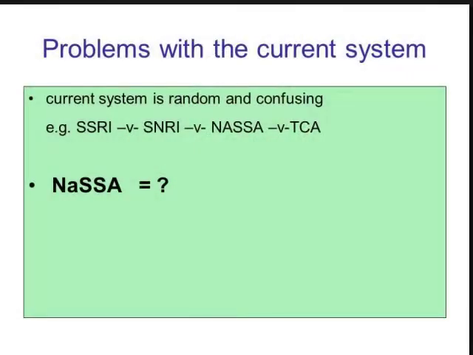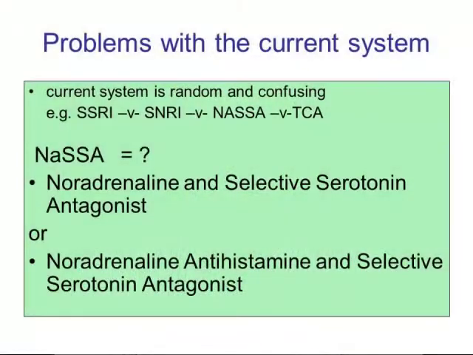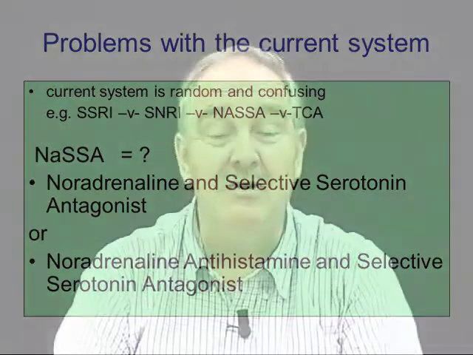Let's look at another term, NASA. Now, some of you think that's to do with the US Space Agency, but it's also a term that's applied to antidepressants, particularly drugs like mirtazapine. What does NASA stand for? Well, it stands for either a noradrenaline and selective serotonin antagonist, or a noradrenaline, antihistamine, and selective serotonin antagonist, or it could actually stand for lots of other possible collections of words. And the answer is no one really knows what it means, and therefore it probably isn't a very useful term.